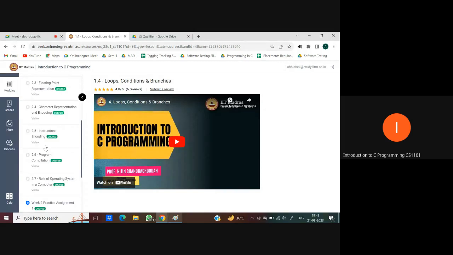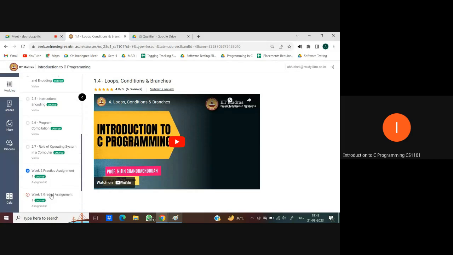Program and role of operating system, at least as far as week 2 is concerned, again this is going to remain theoretical. What are the roles of an operating system in a computer system? These are things that you must know. Program compilation, so I'm not sure if we have discussed the different steps that happen while the program is compiled into machine level code. If those are not discussed, then you should not be worrying about that.